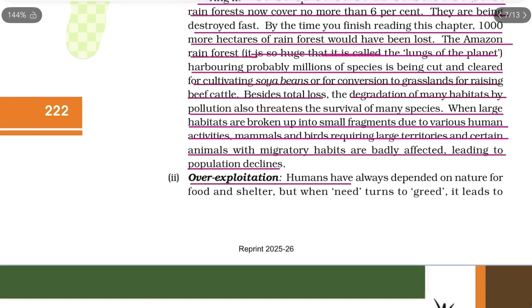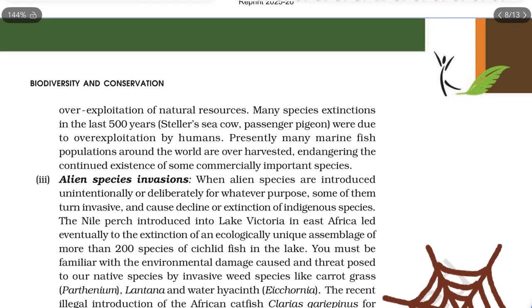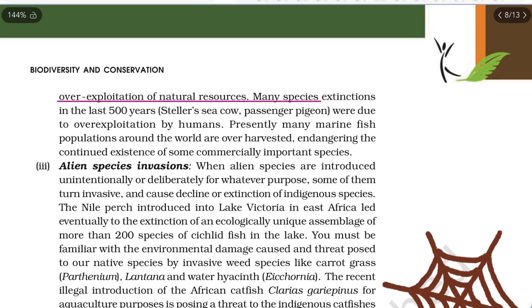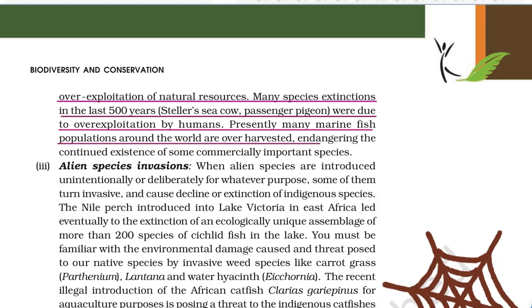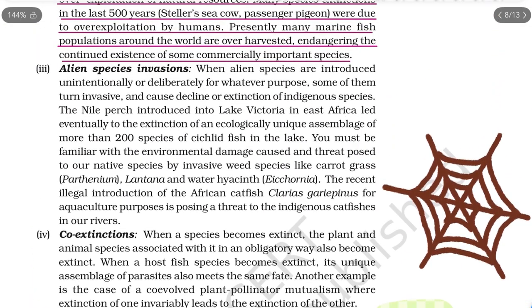Overexploitation. Humans have always depended on nature for food and shelter, but when need turns to greed, it leads to overexploitation of natural resources. Many species extinctions in the last 500 years, like Steller's sea cow and the passenger pigeon, were due to overexploitation by humans. Presently, many marine fish populations around the world are over-harvested, endangering the continued existence of some commercially important species.